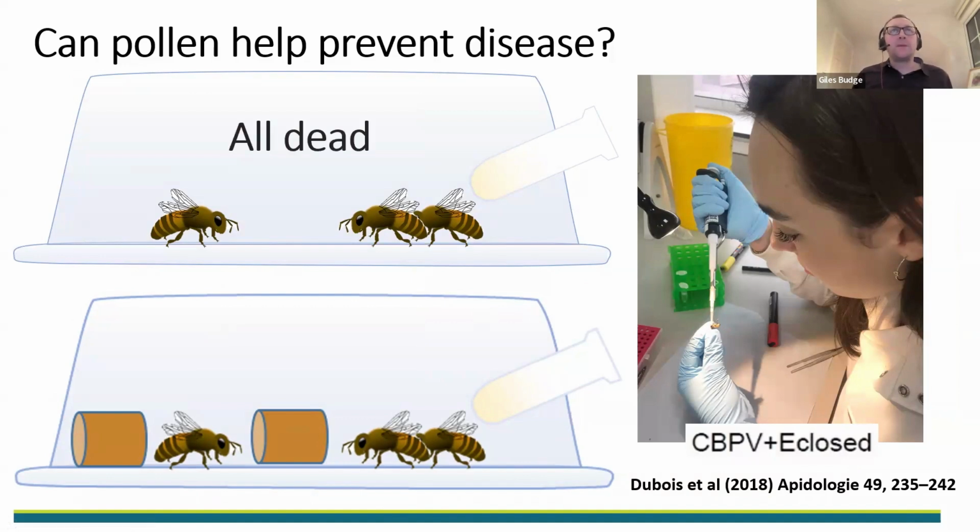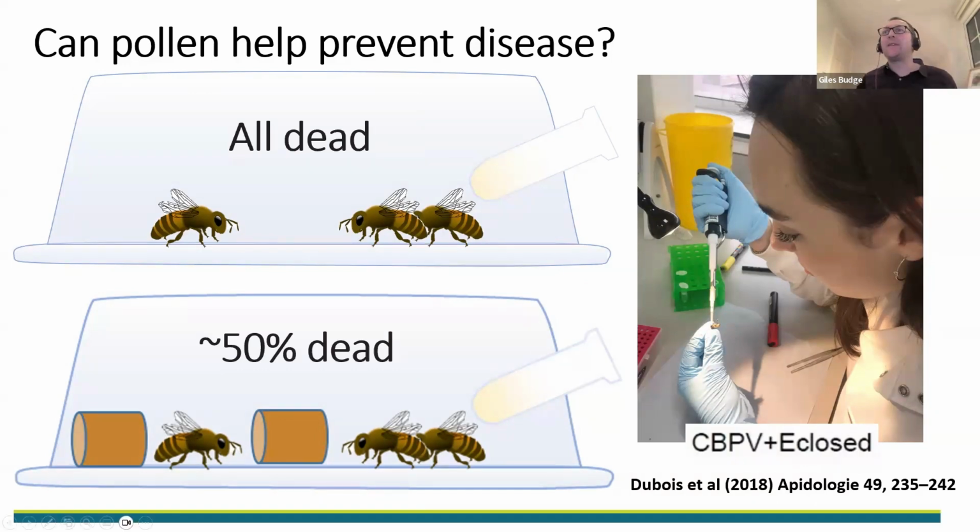What we found is within 10 days in this particular experiment, all of these bees at the top were dead, but only 50% of the ones at the bottom were dead. So it seemed that the pollen was giving some sort of tolerance to the bees, or the absence of pollen was making them more susceptible.